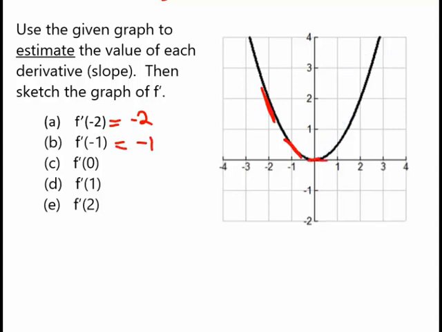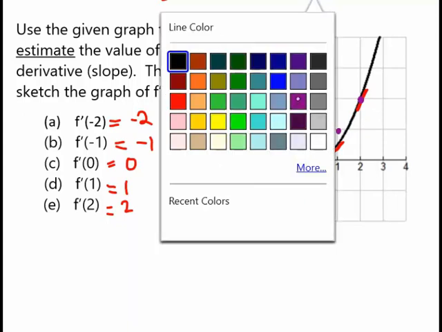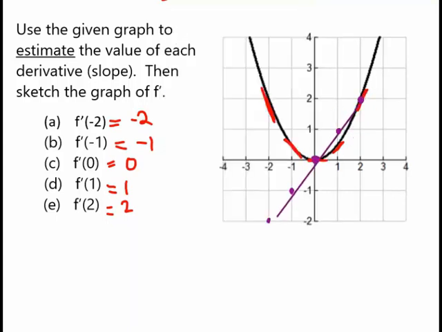At 0, we have a horizontal tangent, so we'll have equals 0. And then positive 1, and positive 2. So the second part of this says actually sketch the derivative. So the derivative is going to look like this. It's going to go through 0, 1, 2, negative 1, negative 2. Just like that.